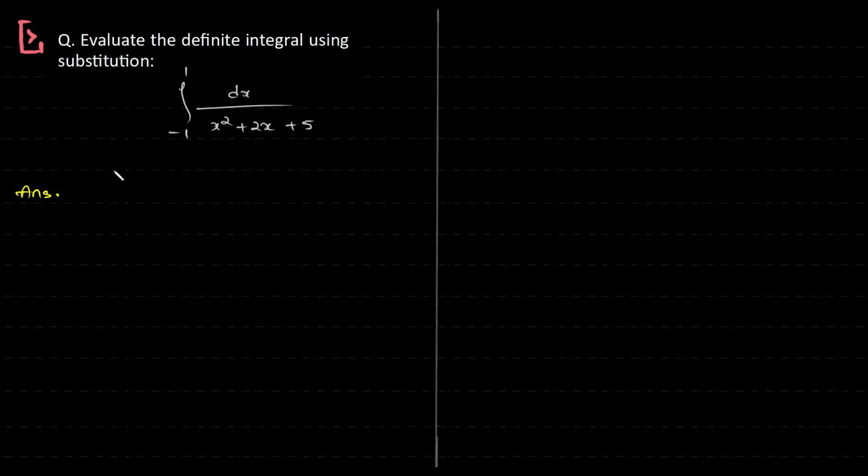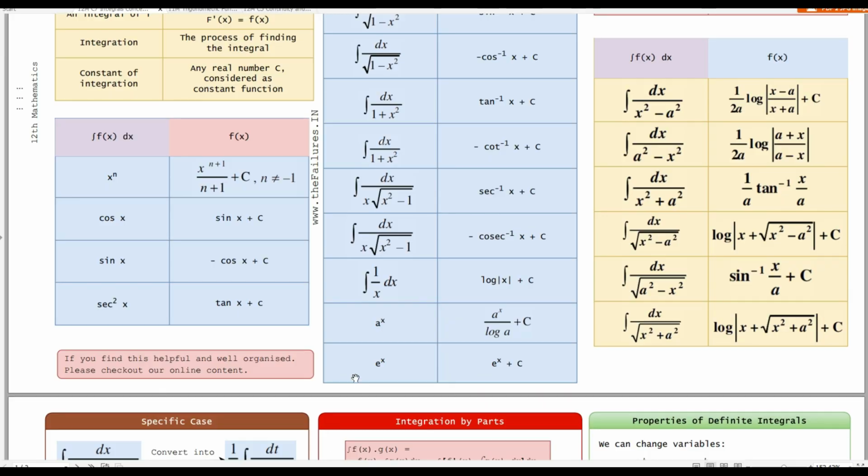Evaluate the definite integral using substitution. So we have the integral from minus 1 to 1 of dx by x square plus 2x plus 5. The very first question is, what should we do with the denominator? We know that we don't have a direct formula per se. What to do?